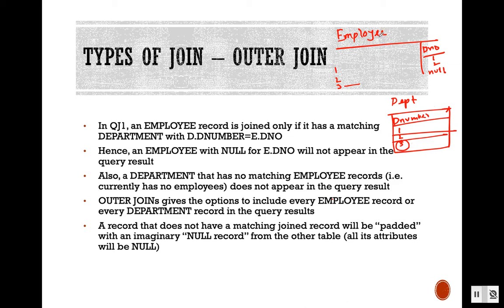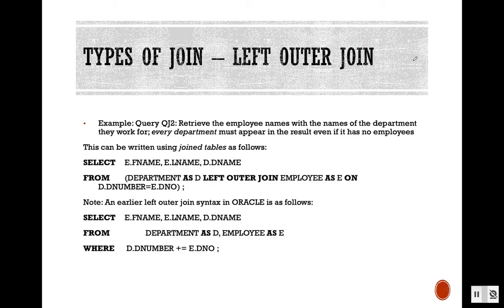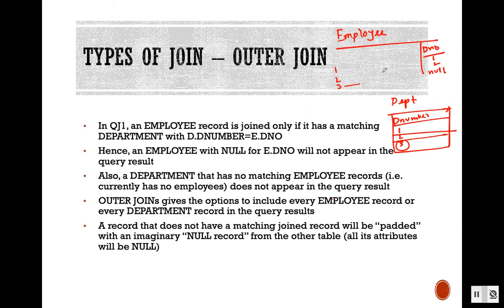So in this scenario, what happens when we write a join condition? When we implement an inner join, the inner join is going to find only the employees that have a matching tuple with employee DNO.